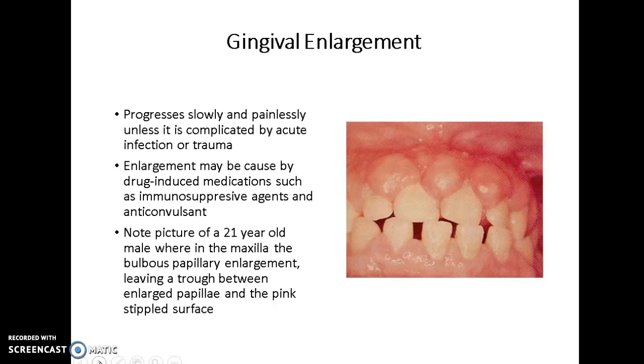This enlargement may be caused by drug-induced medication such as immunosuppressive agents and also anticonvulsants. Patients that have seizures take anticonvulsants, and this is one of the major signs that they're on that medication. This is a picture of a 21-year-old male where in the maxilla there are bulbous papillary enlargements, which leave a trough between the enlarged papilla and the rest of the attached tissue in the oral cavity.